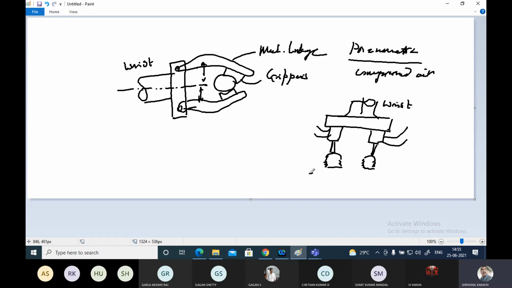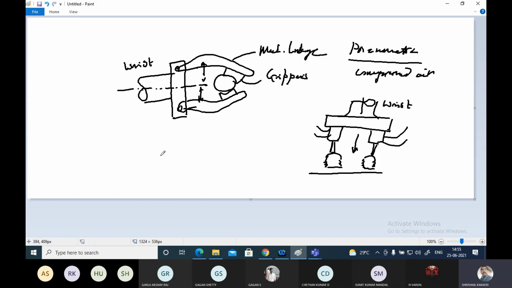And once there is an object, what happens? This will come and press on this. These vacuum cups, what happens? You have seen the vacuum cup, no? The air inside will be removed, and due to vacuum, it will lift the part. This is called the pneumatic gripper.